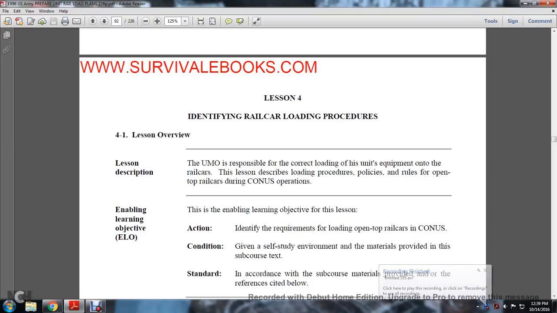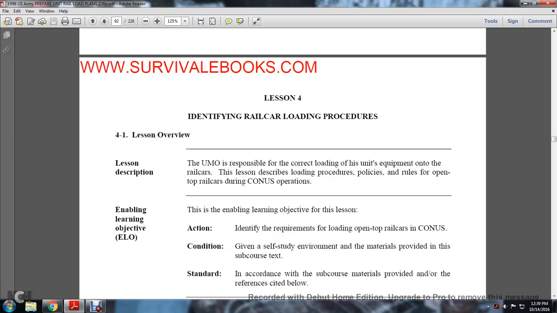Alright, Lesson 4, Identifying Railway Car Loading Procedure. Lesson 4 overview. The lesson description: the unit movement officer, or unit mobilization officer, is responsible for the correct loading of his unit's equipment onto the railway car. The lesson describes the loading procedure, policy, and rules for open-top railway cars during CONUS operations.